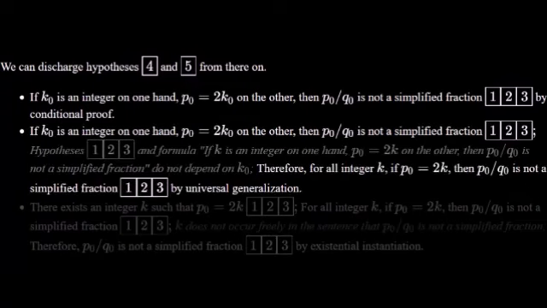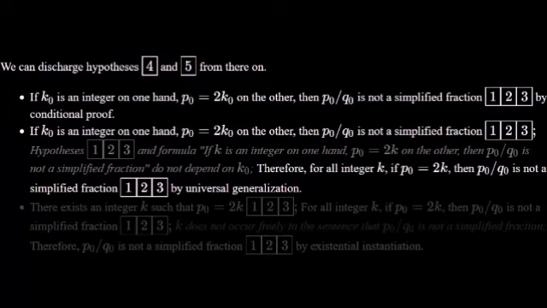Now from there, we see that k0 doesn't occur freely among hypotheses tags 1, 2, and 3, and k0 does not also occur freely in the following sentence: if k is an integer on one hand, p0 equals 2k on the other, then p0 over q0 is not a simplified fraction. Therefore, for all integer k, if p0 equals 2k, then p0 over q0 is not a simplified fraction, using universal generalization. This one also carries tags 1, 2, and 3 as it's derived from the previous thing we just said.